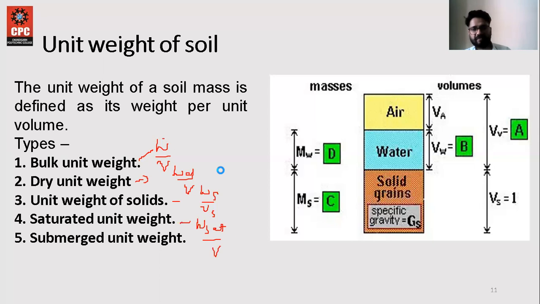And the last type of unit weight is submerged unit weight. Submerged unit weight is the ratio of the submerged weight of soil solids to the total volume of the soil mass. When the soil mass is submerged, the weight of the soil solids is reduced due to buoyancy. So we can write the submerged unit weight as W submerged upon the total volume. This W submerged will be equal to the weight of soil solids in air minus the weight of water displaced by the solids.